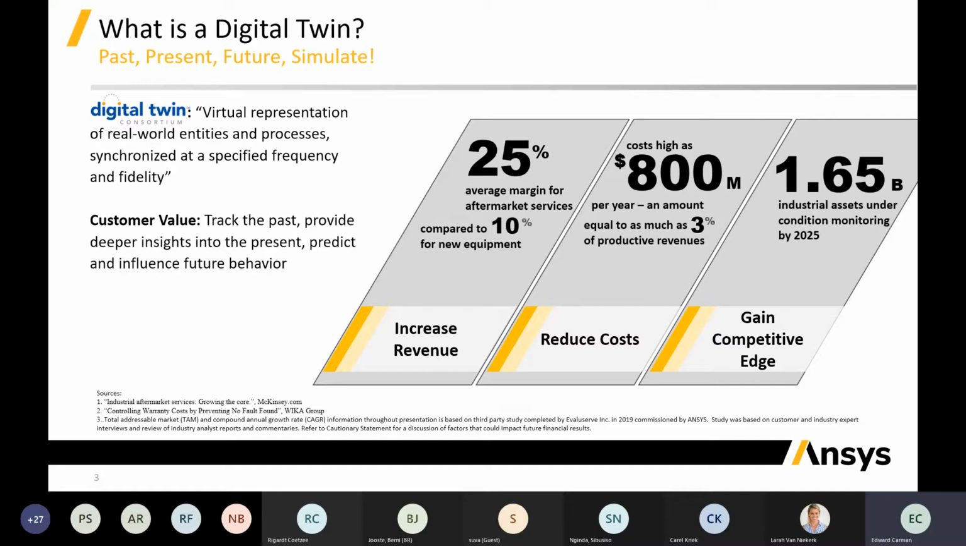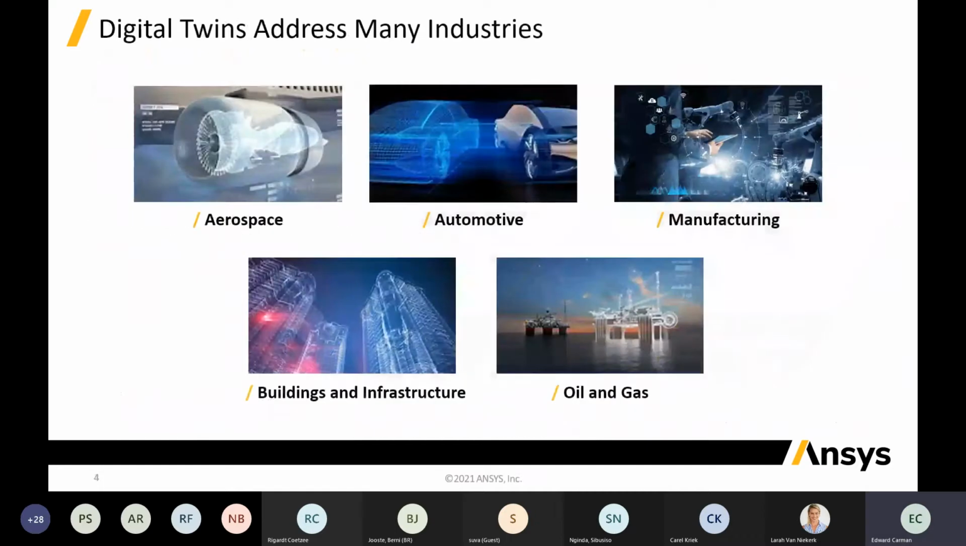You're looking at ways of reducing costs. So if you look at the costs of maintaining an asset, how high they might be compared to the productive revenues, if you can save on those costs, you can again increase revenues. And companies are also looking at it as a way of gaining a competitive edge. If we look at how many assets we expect to be under some kind of condition monitoring by the middle of this decade, it's a vast number. And if we can leverage that data and use it to improve the assets or improve our offerings, we will gain this edge.